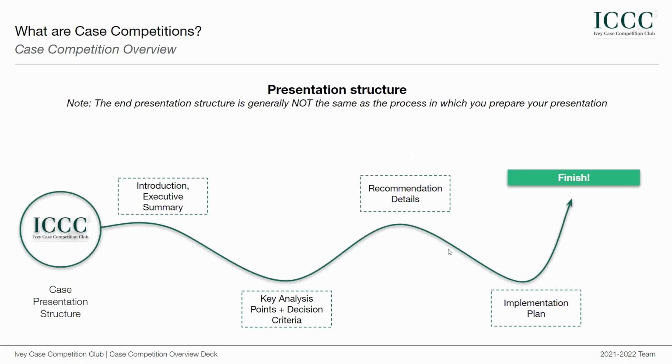So overall, most case competitions generally have a set presentation structure. It's important to note that there are caveats here, and sometimes some case competitions tend to be a little wacky and require you to do other things. But in general, you follow this structure in every presentation that you give. So at the start, you want to introduce your team, the problem, and provide an exec summary. An executive summary is just a broad overview of what your presentation will cover and the key decisions and recommendations that you have.